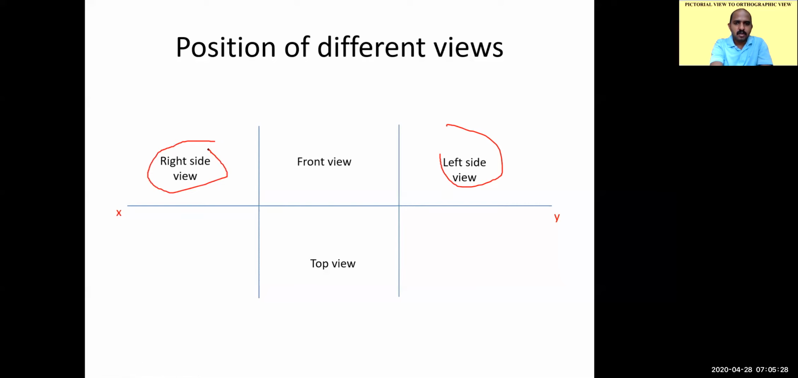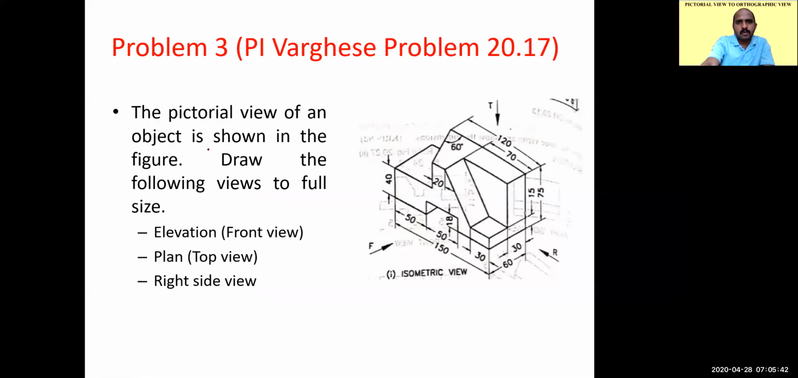Yesterday we discussed two problems which dealt with the left side view. Today we have the third problem. Problem number 3: the pictorial view of an object is shown in the figure. Draw the following views of the full shape. First the front view or elevation, then the top view or plan, then the right side view.